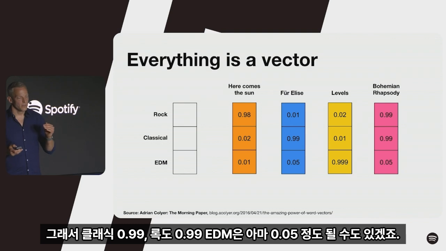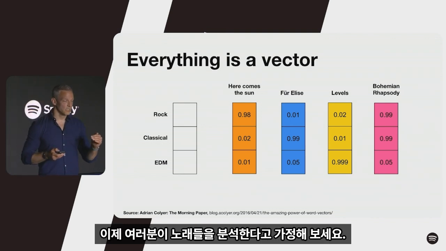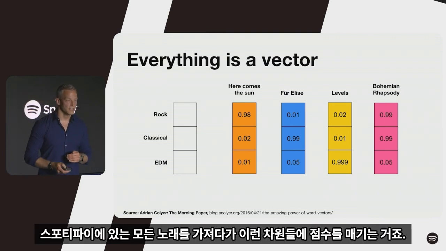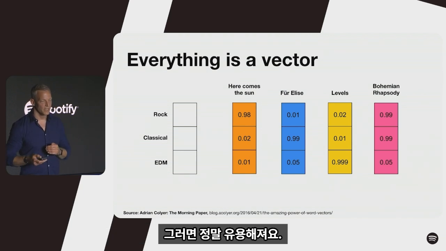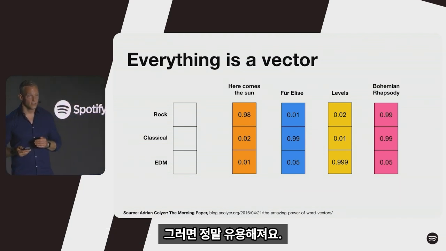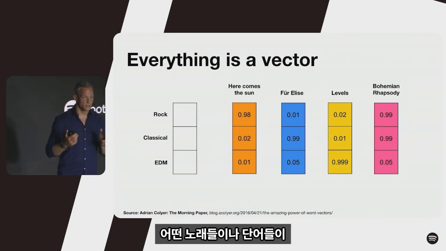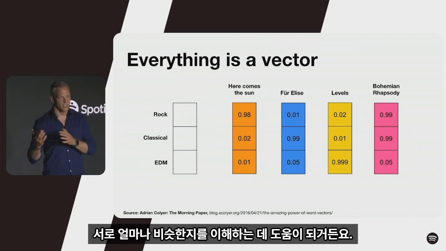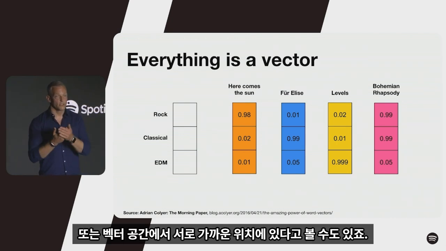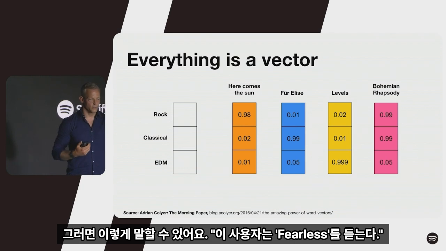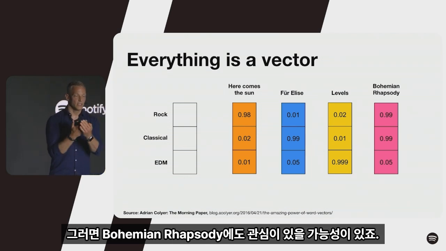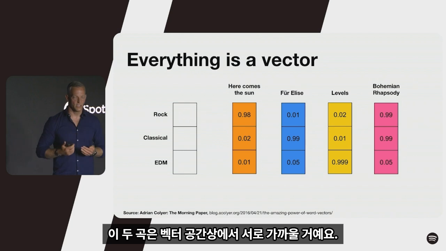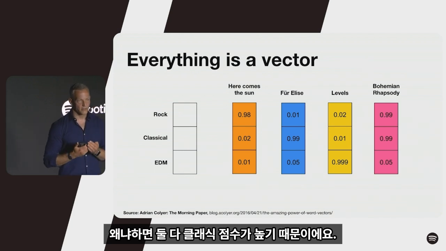So now you've taken songs, and if you imagine that you as a human would sit and take all the songs on Spotify and score them on these dimensions, now it's really useful to understand which of these songs, or words, if you think of each song as a word, are close to each other in vector space. So you can say that this user listens to Für Elise. So they may be interested in Bohemian Rhapsody, and they will be close to each other in vector space because they both score high on classical.